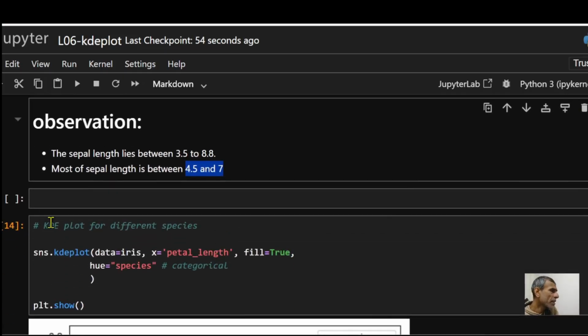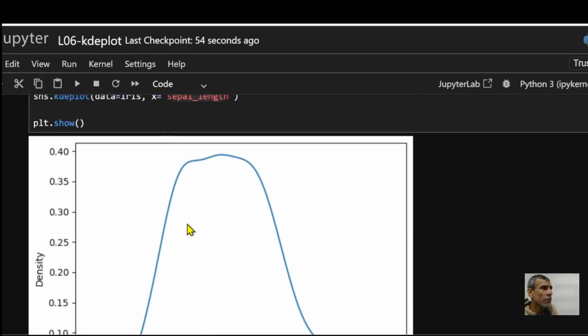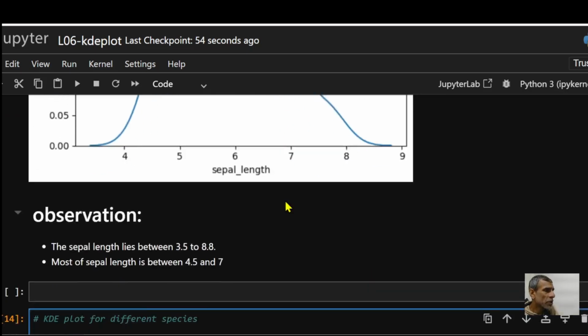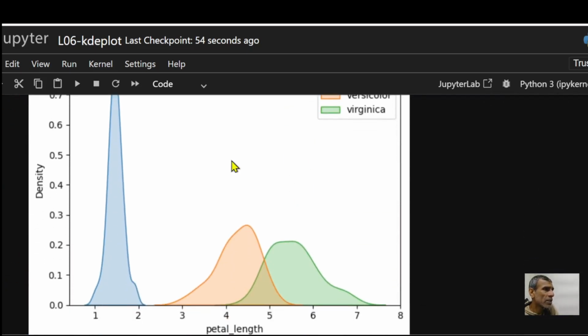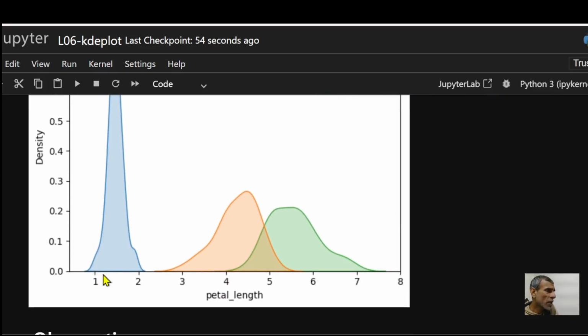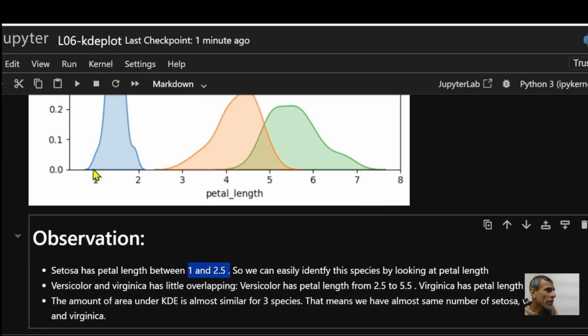Also, let's say you want to do a KDE plot for different species, you can do that too. In this case, I'm specifying my hue equal to species because there are three different types of species right here. So it's going to do the KDE plot for all three different species. And this is the KDE plot for all three species. So you have Setosa, versicolor, virginica. And you can see that Setosa has petal length between 1 and 2.5. Between here to here, this is where my petal length lies for my Setosa. So we can easily identify the species just by looking at the petal length.